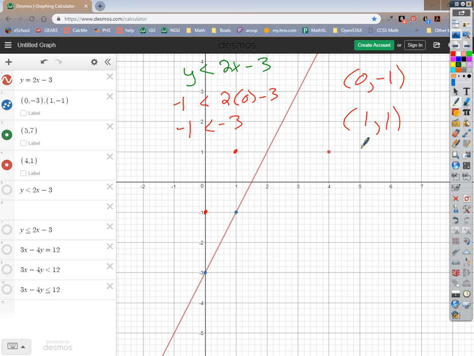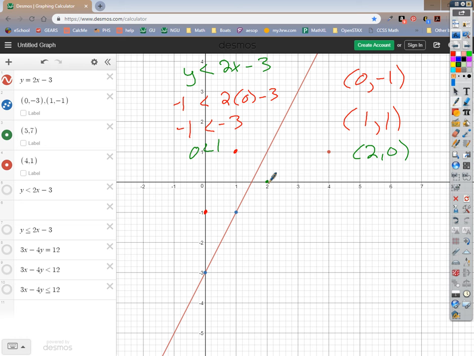Okay, let's try the point 2, 0. If I plug 2 in for x, I get 4. 4 minus 3 is 1. On the other side, I get 0. Is 0 less than 1? It is. Right, so that's true. So that means that is part of the solution.